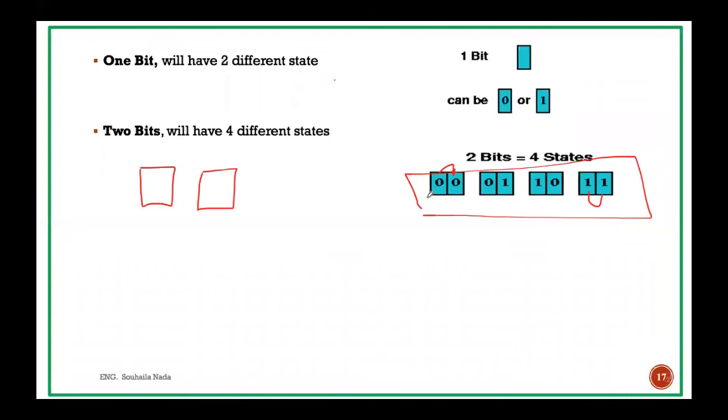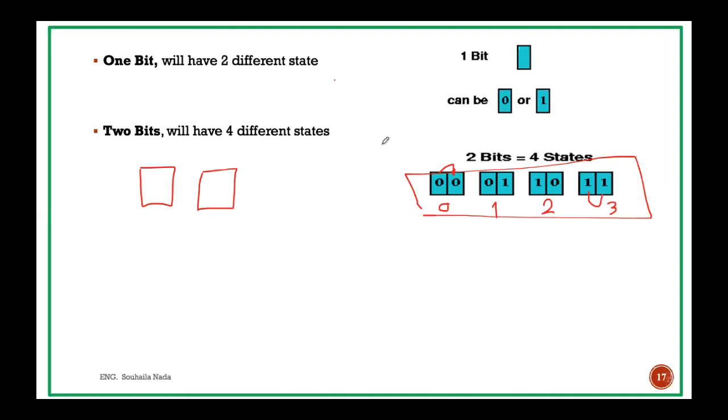So if we have 2 digits, 2 places, it is possible to create 4 possible combinations. Later, I will show you that 0, 0 means 0 as a decimal value, 0 and 1 means 1, 1, 0 means 2, and 1, 1 means 3. So if we have 2 bits, we can represent 4 decimal values, starting from 0 up to 3: 0, 1, 2, 3.